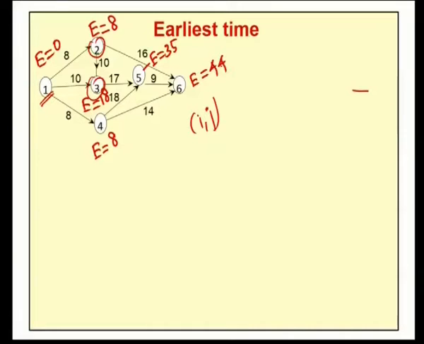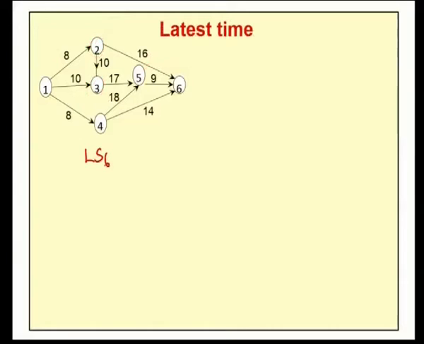Once we obtain the earliest time, the next idea is to obtain the latest time for each and every activity of our project. Let us start with the final node 6. We know very well the latest time for the final node is the total completion time of the project, which is 44. So, for node 6 our latest time is 44.